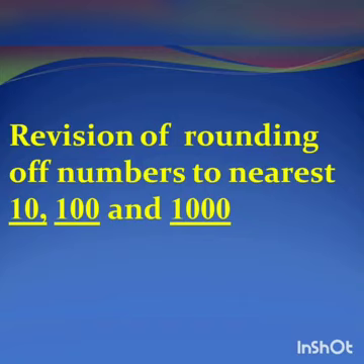Today we are going to revise rounding of numbers to nearest 10, 100 and 1000. What is rounding of numbers? When we are not sure about the exact number, we use the approximate number. It gives a rough estimation of the number. We can also say that the number has been rounded off. It means we can round off a number to the nearest 10, 100 and 1000.